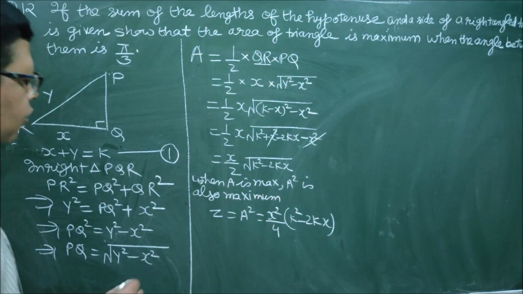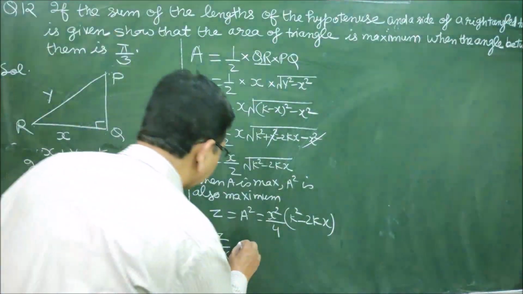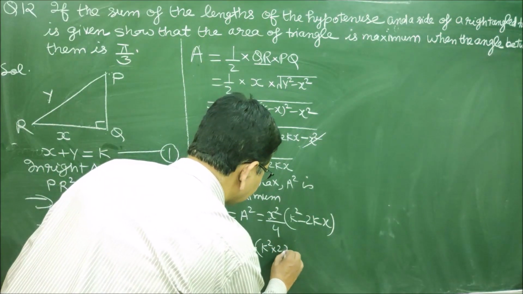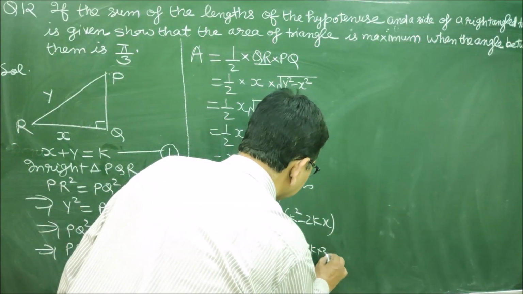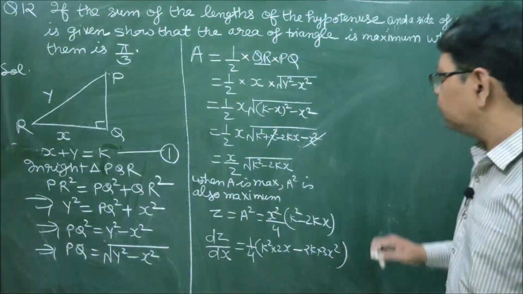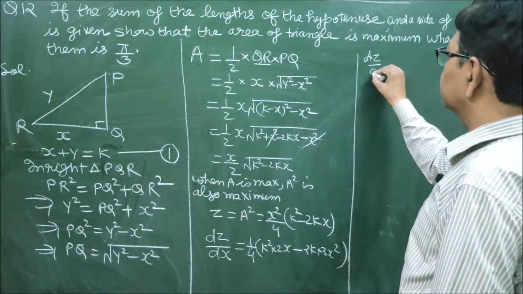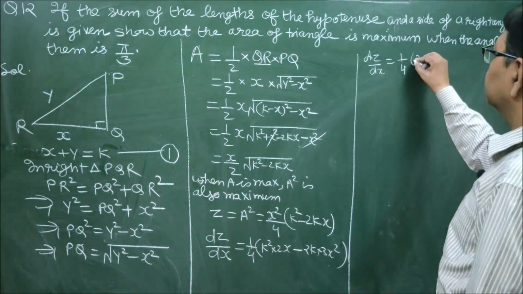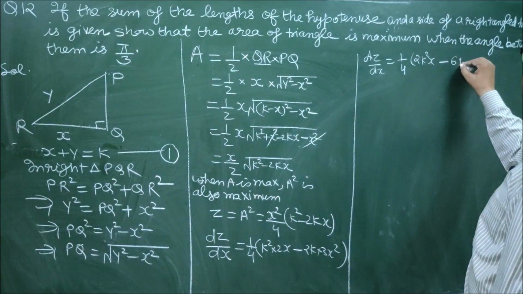So for maximum or minimum value, let us find dz differentiated with respect to x. dz upon dx is equal to 1 by 4 into k square into 2x minus 2k into 3x square, which is equal to 1 by 4 into 2k square x minus 6kx square.